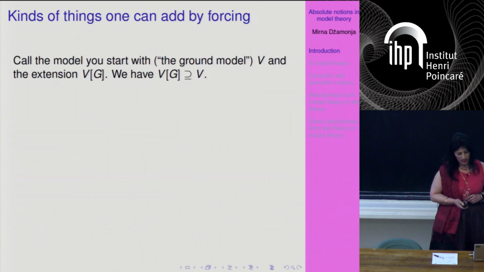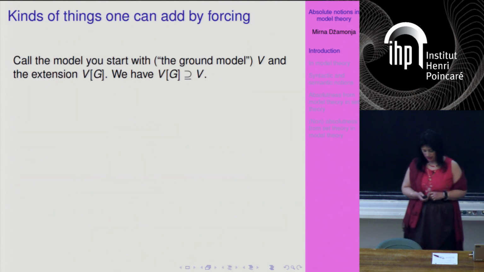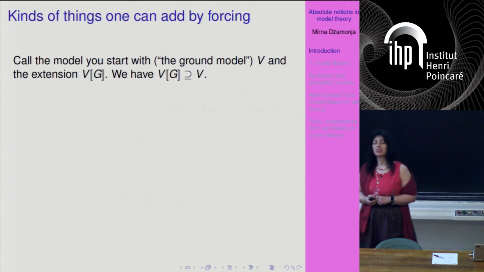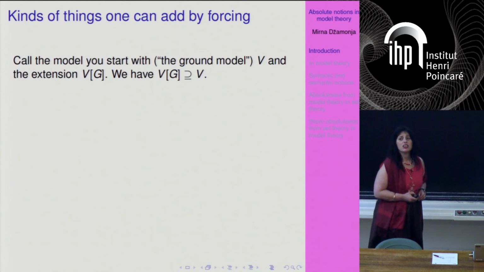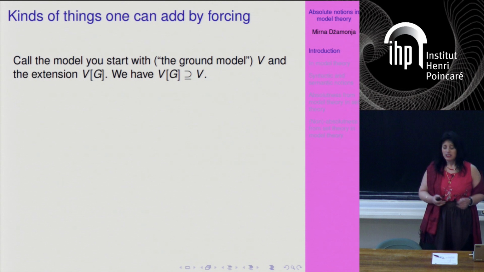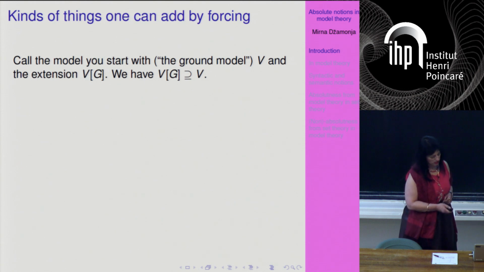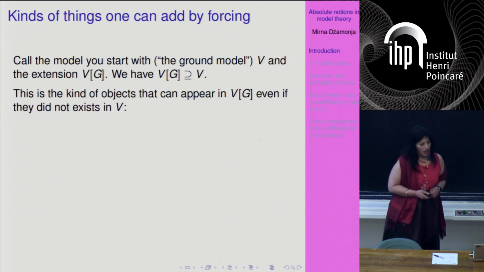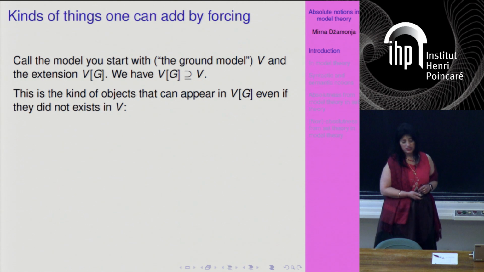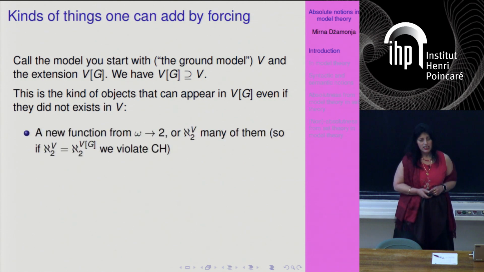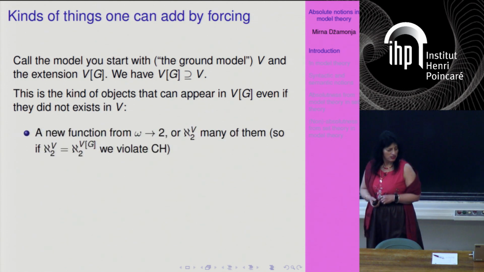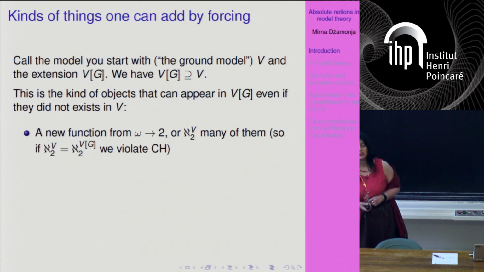Okay, so let's see what kind of things we can add by forcing. The concept of forcing is you have some universe of set theory called V, and you extend it to a bigger universe, V[G], which will have some more objects. So what you could add in such a process, even if it didn't exist in V, is, for example, a new function from omega to 2.